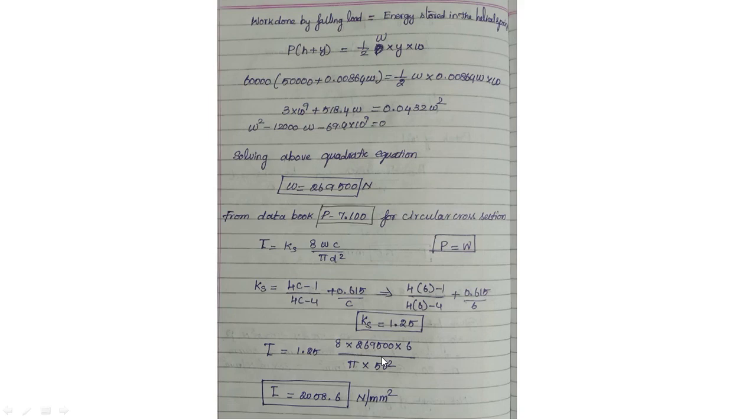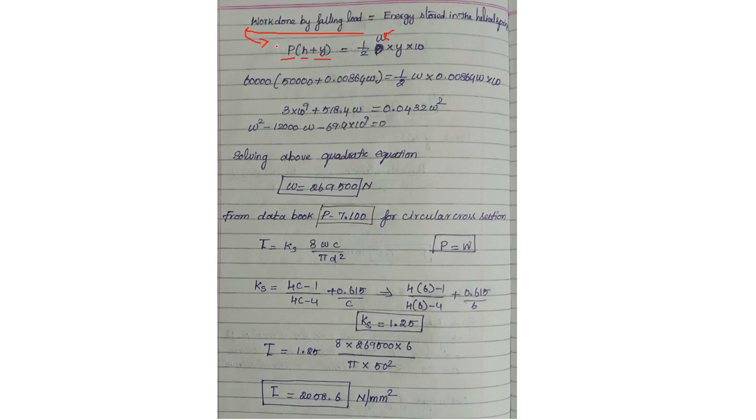Now let us go back, and we have to consider the work done by the falling load. The work done by the falling load is equal to the energy stored in the helical spring. The work done by the falling load can be given as P into H plus Y, where P is the net load falling towards the spring, H is the distance from which the cage is falling, and Y is the deflection. This is equal to the energy stored in the helical spring, which is half into W into Y into 10, where W is the total load.